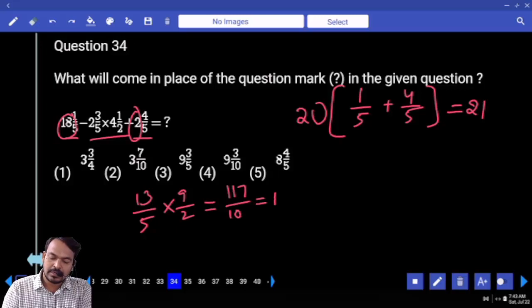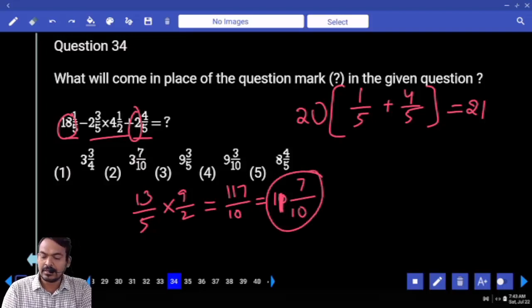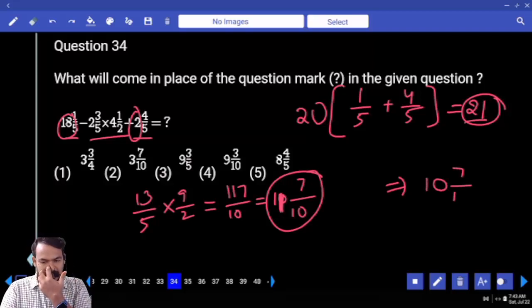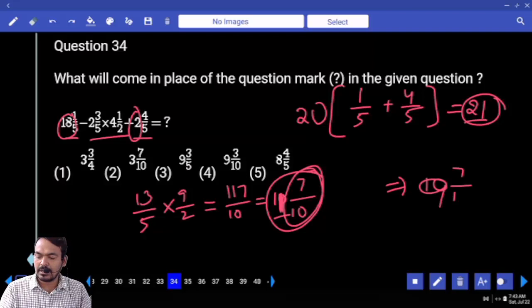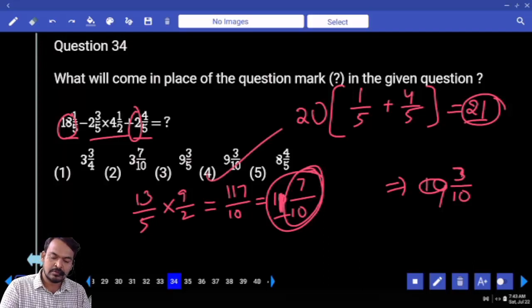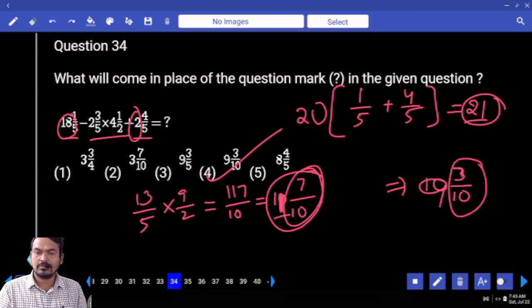This one we written 10 times. 10 times or 11 times? 11 times. What is the remaining? 7 by 10. 11 7 by 10. It is subtracted from which one? 21. What is the remaining? 21 minus 11, how much? 10. But here negative 7 by 10 means overall we are getting 9 3 by 10. 9 3 by 10, which option? Fourth option. Because it is negative 7 by 10 or positive 7 by 10? Negative. Negative converted to positive, we are getting positive 3 by 10.